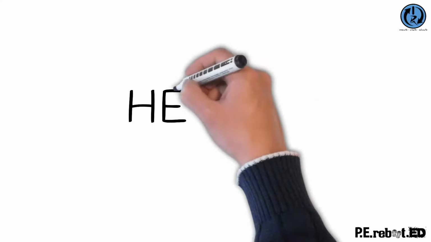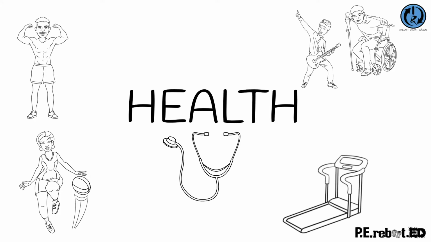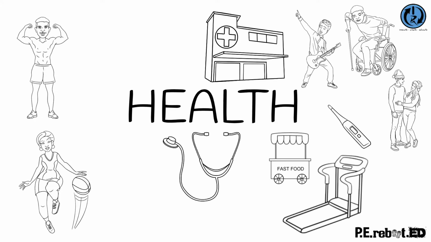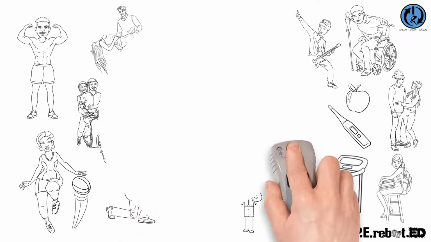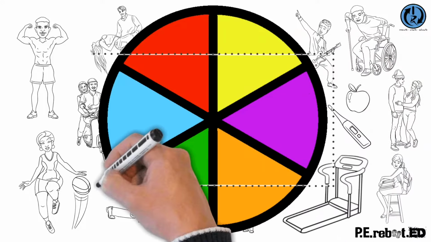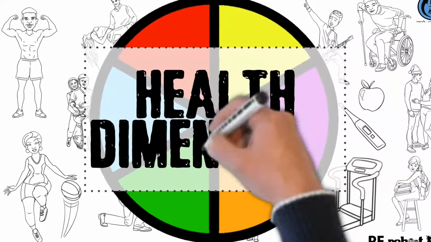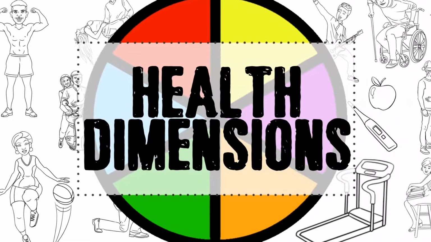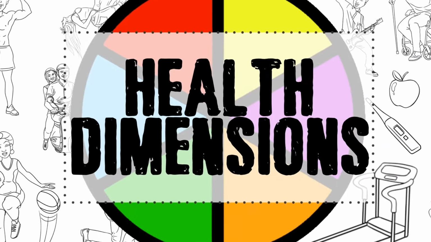There are many factors that affect an individual's health and well-being. And to help understand these factors, they can be categorized into different health dimensions. A dimension is simply an aspect or feature of a larger concept. And although the names and numbers of these dimensions may differ slightly depending on your research, in health and physical education, we'll be investigating 6 dimensions of health.